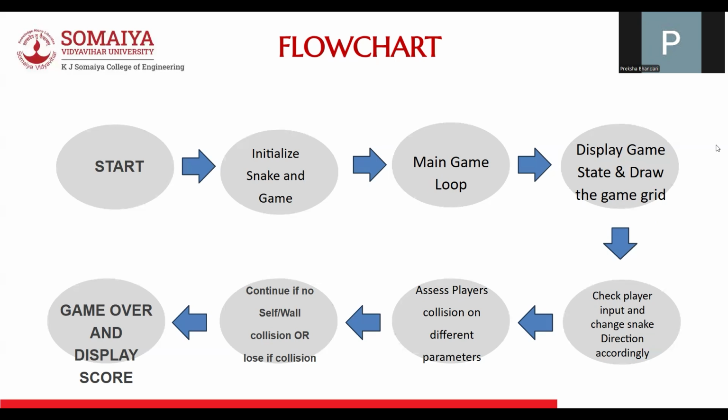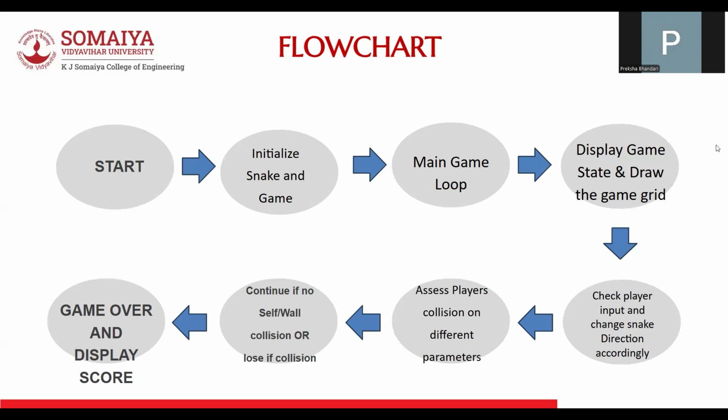Fifth, check player input and change direction accordingly. Basically, it checks for an input from the player, that is the usage of the arrow keys to control the snake's direction. If an input is received, it adjusts the snake's movement.